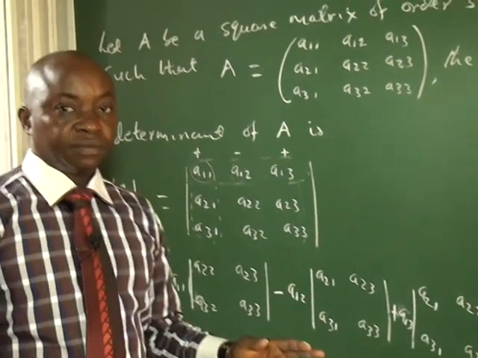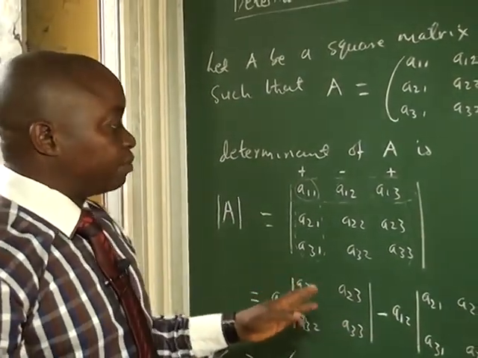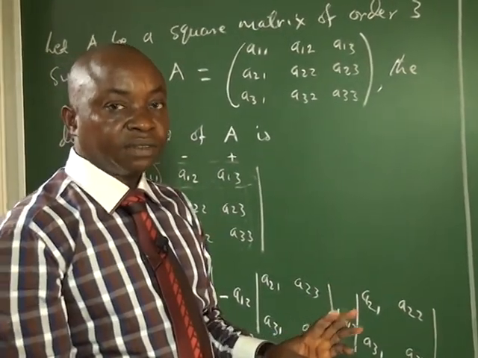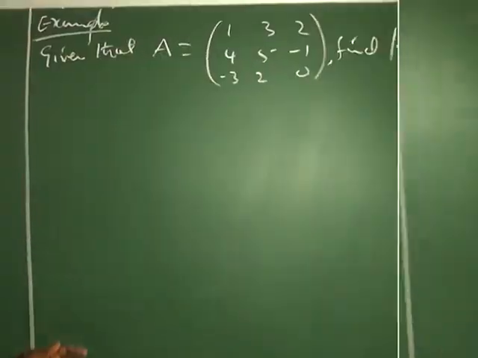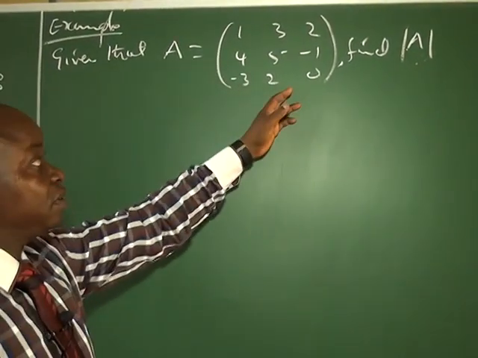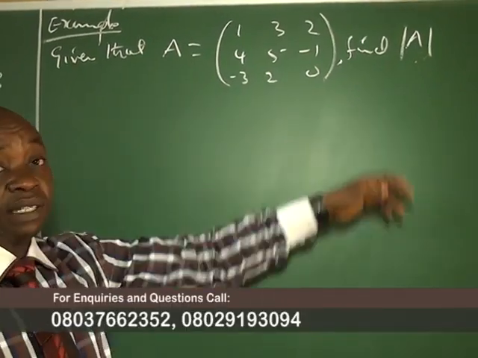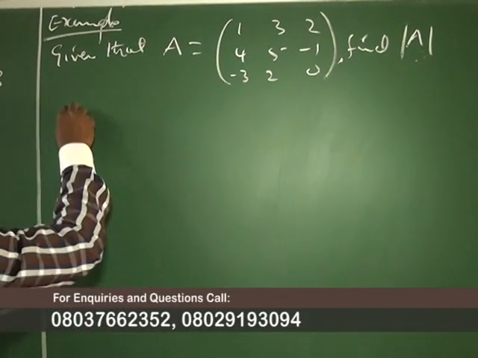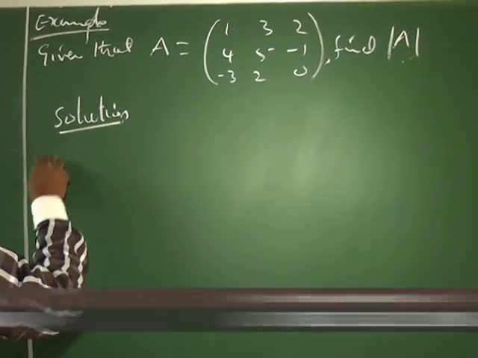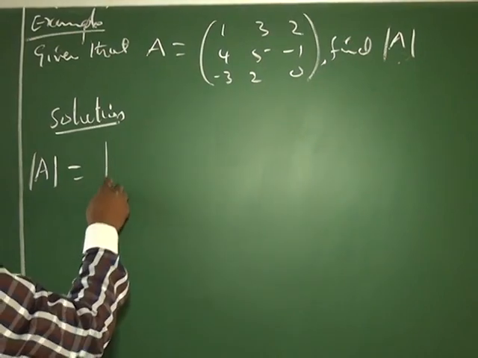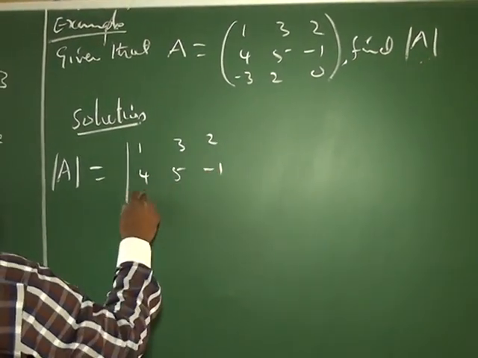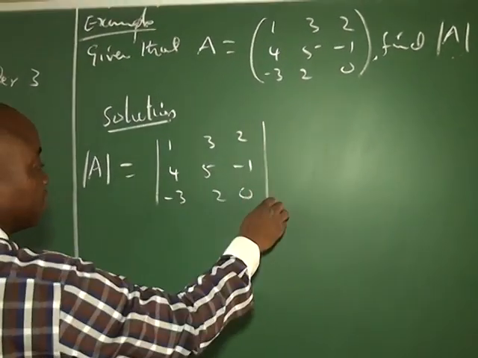Now we'd like to take an example so that we take some real numbers and see how we can operate it. Let's look at this example. Given that A equals this matrix, find the determinant of A. So the solution is: the determinant of A will be equal to 1, 3, 2, 4, 5, minus 1, minus 3, 2, and 0.